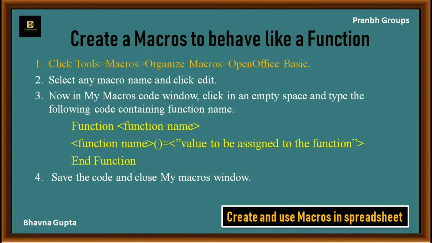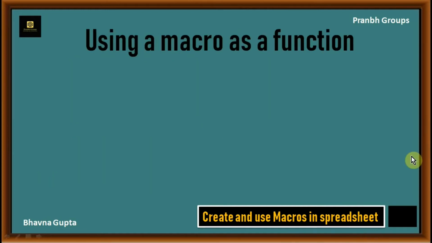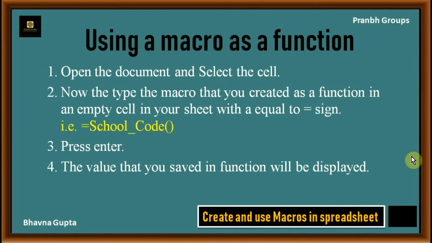And what is a subroutine? It is used to handle a certain task within a program. They are used to split a task into individual procedures. Follow these steps for using a macro as a function.